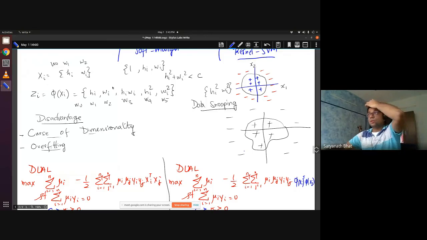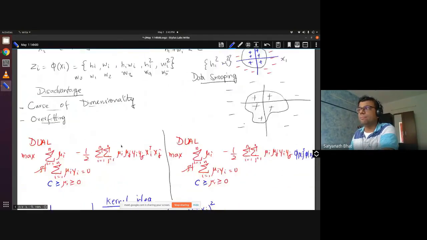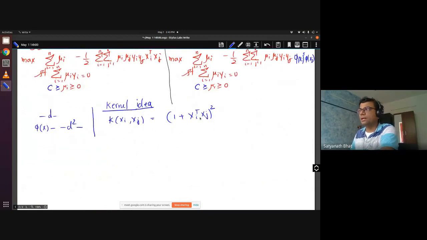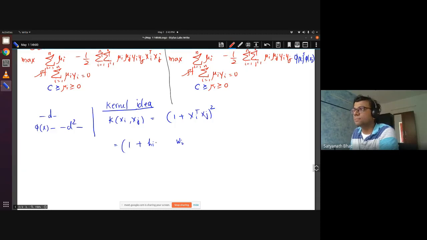Right, so what I'm saying is, if you take our height and weight example, hi, wi, let me try to do this. So what does it give? Let us see. You will have 1 plus hi wi, and corresponding to xj, we will have hj and wj.